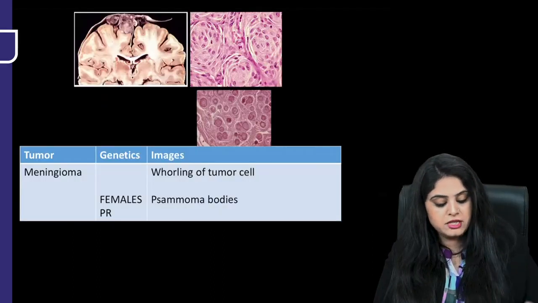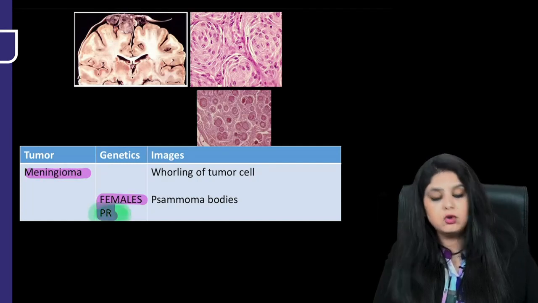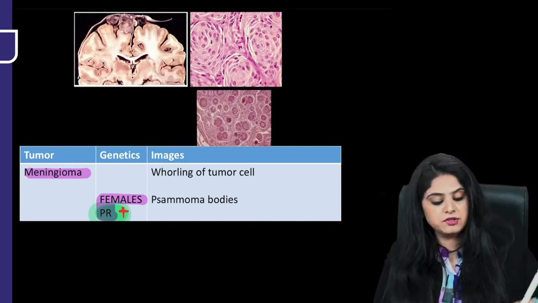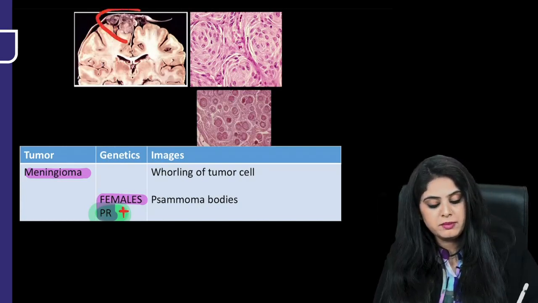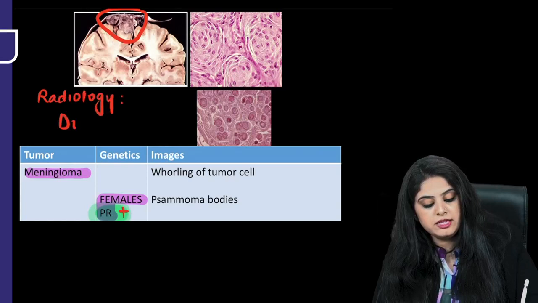Moving on to the next tumor, the tumor which is known as meningioma, and you will always get something to do with the female history because this is the tumor which is dependent on a hormone called progesterone receptor, the only brain tumor which is progesterone receptor positive. Plus, you can see the beautiful meninges. The tumor is arising from the meninges, and I hope you all remember in radiology we see the very famous dural tail sign.